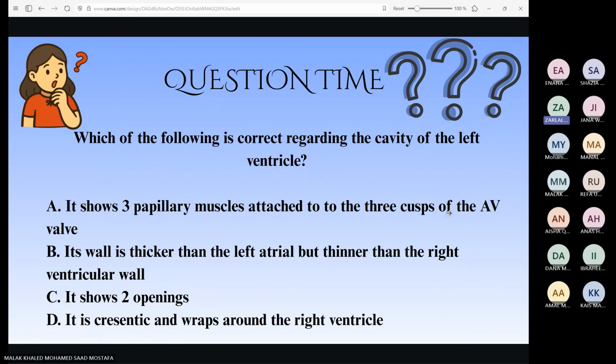Then it shows two openings. That is correct because its first opening is from the atria to the ventricle, and its second opening is from the ventricle to the aorta. Option D is wrong because it says it is crescentic and wraps around the right ventricle. It's actually the opposite, and we'll see in the next slides that it's round and not crescentic. So next slide, please.